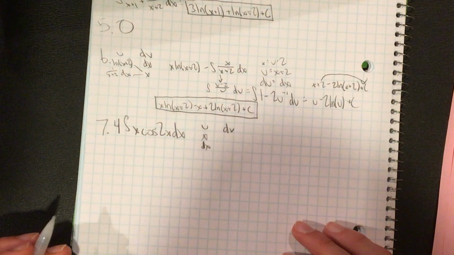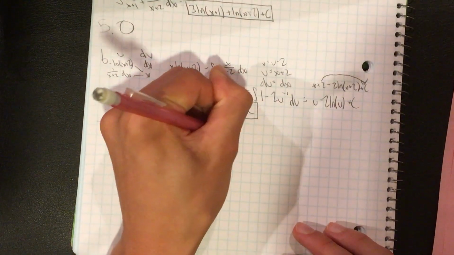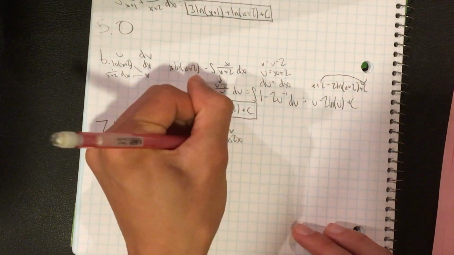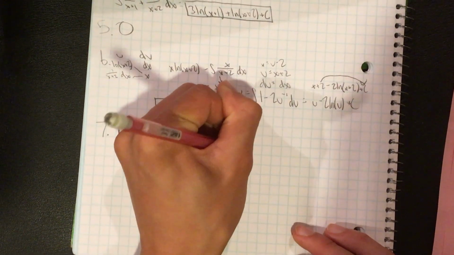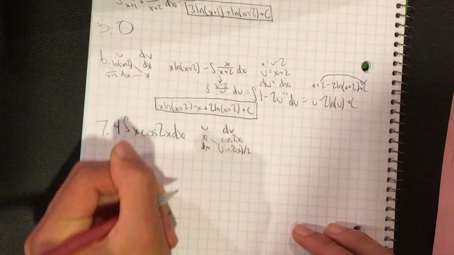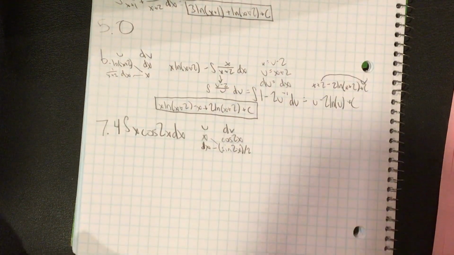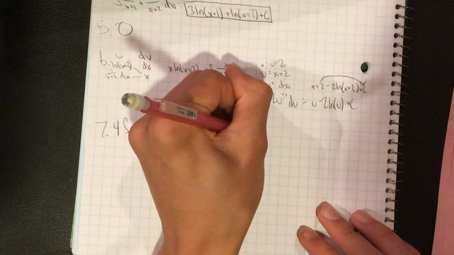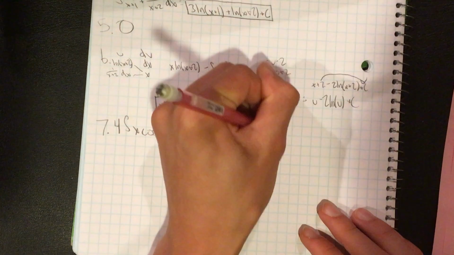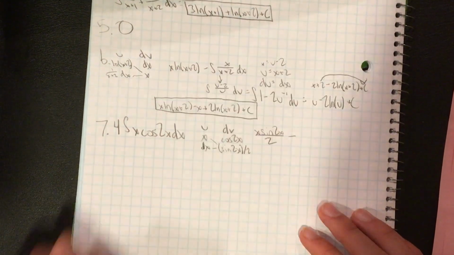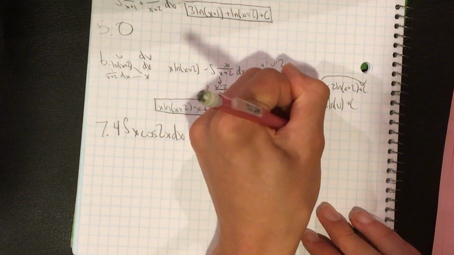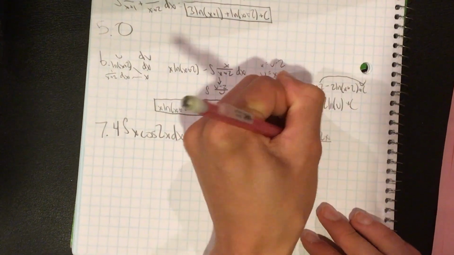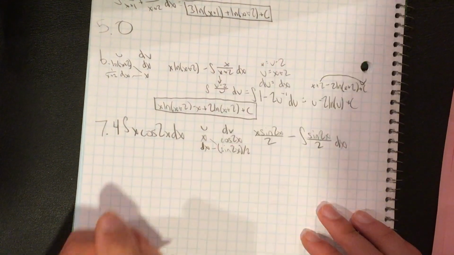X, derivative of x is dx. So we start off, dv is cosine of 2x, and taking the integral of that should give you the sine of 2x over 2. That product minus that integral. So we have x sine 2x over 2 minus the integral of sine 2x over 2 dx.